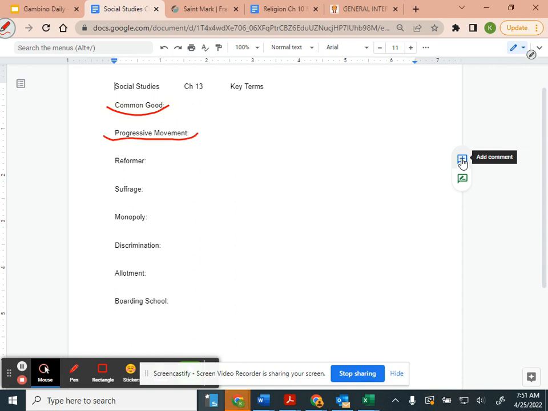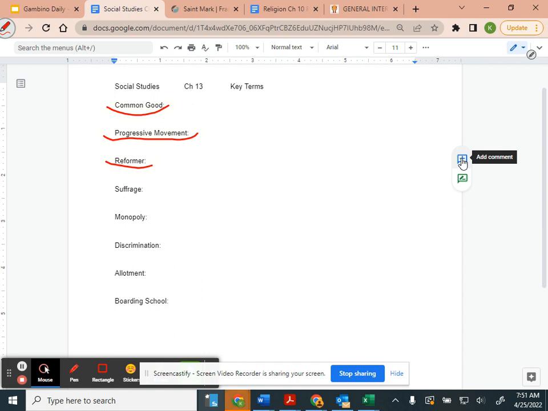What is the progressive movement? Each of our sections is a progressive movement goal. So what is the progressive movement, Peyton? A movement to solve various social, economic, and political problems through government action. Yeah, it's that movement to solve all of those problems through government, through acts, through laws, trying to get it through the government to make sure that the common good is taken care of.